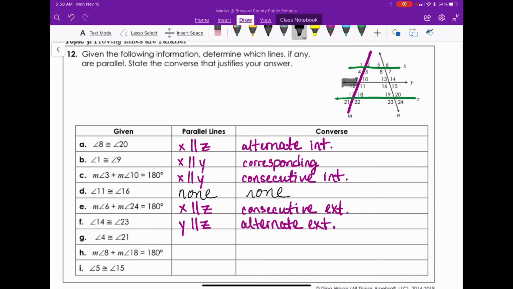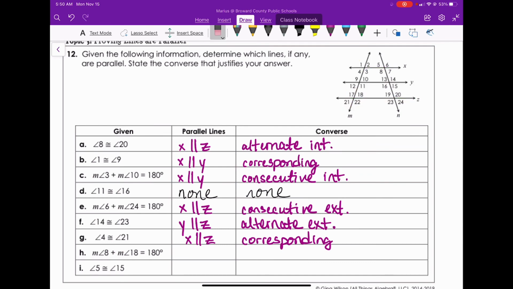So we're not going to focus on line Y. And let's do our circles. 4 and 21. They're saying that they're congruent. So let's see if that is a true relationship. Which it is. These are corresponding angles. Angle 4 and angle 21 would be corresponding angles, which makes X parallel to Z.